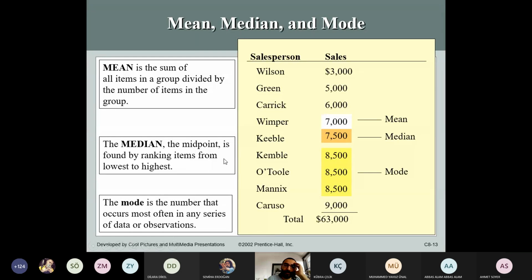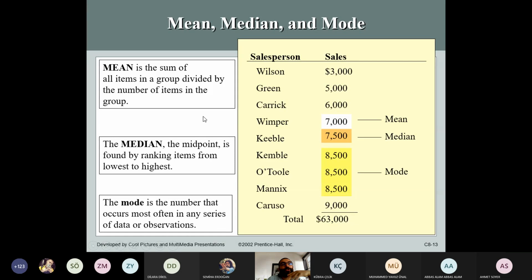So what's the median? Median is the midpoint, found by ranking items from lowest to highest. It's the midpoint. Then you just estimate this from the lowest to the highest. At the center of that, there is a number. We call it a median. And the mode is the number that occurs most often in any series. Let's say that these three salespersons have actually the same amounts of sales. We call it a mode.